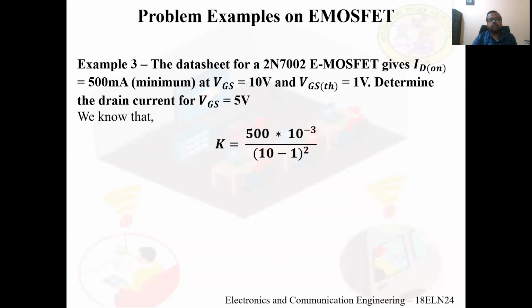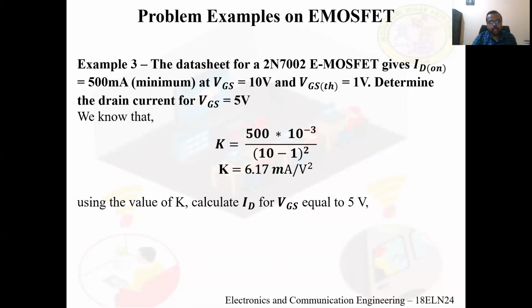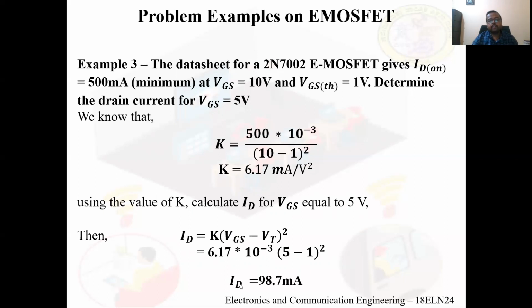Now write the equation for K and substitute the values. It is 500 into 10 raised to minus 3 divided by VGS(on), which is 10, minus 1, the threshold voltage, whole square. So you get the value of K as 6.17 milliamperes per square volt. Now substitute K to calculate the value of drain current for VGS is equal to 5 volts. Now substitute all the parameters, calculate the value of ID. You get the drain current value as 98.7 milliamperes.